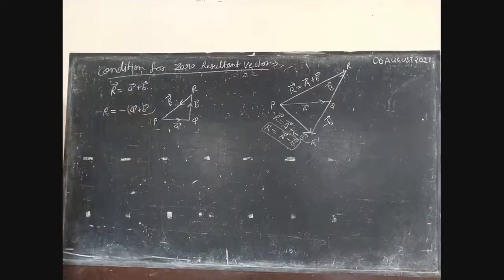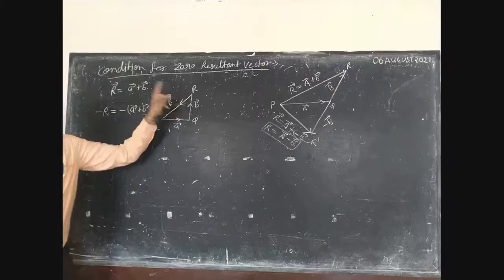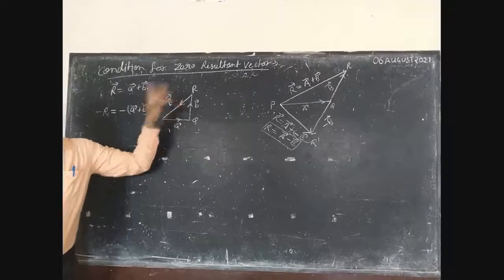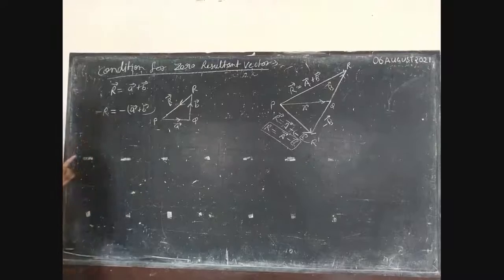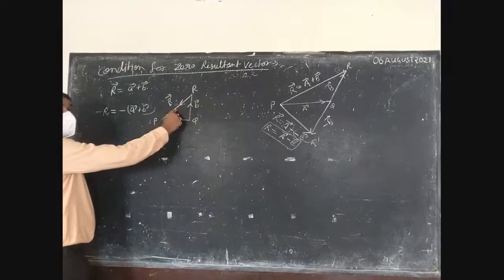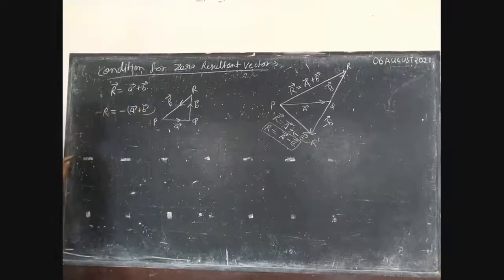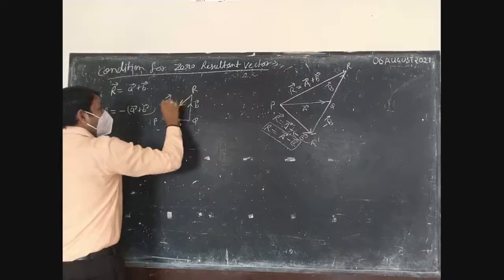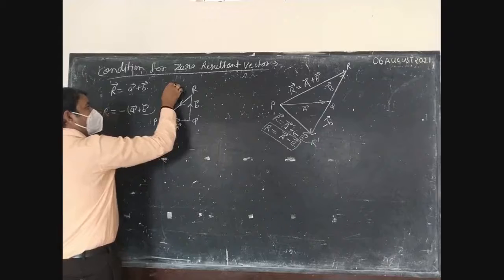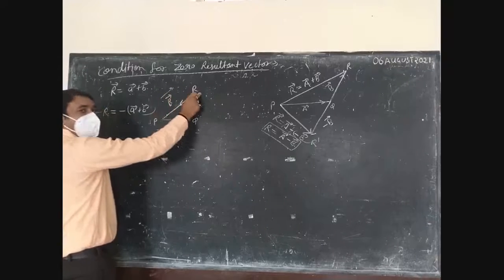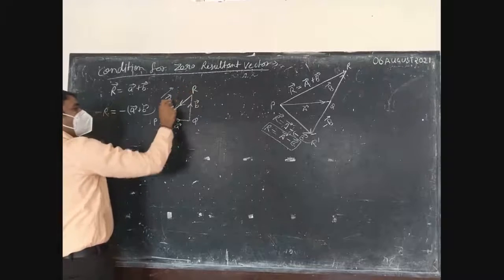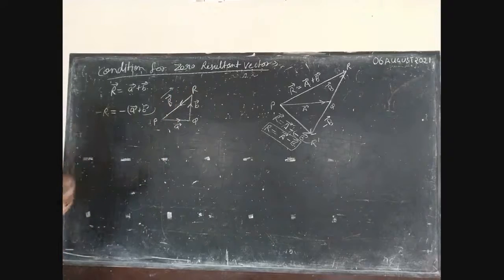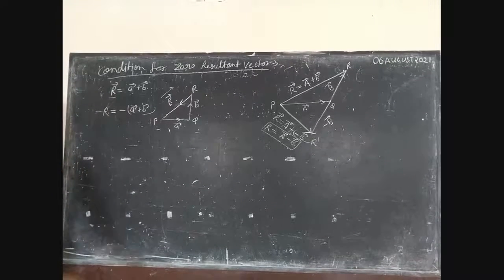Why is it negative? Because in the triangle law, the resultant acts in the opposite order, but here we are taking the direction of the resultant in the opposite direction. That means for the triangle case, the direction of the resultant is from P to Q, and here we are taking the direction of the resultant from R to P. That means this R is negative as per vector flow.